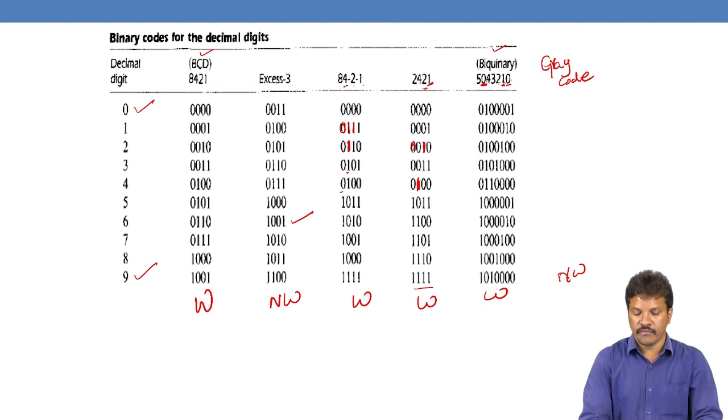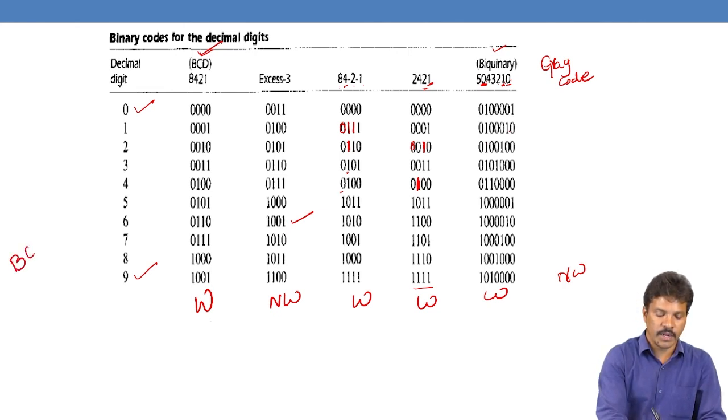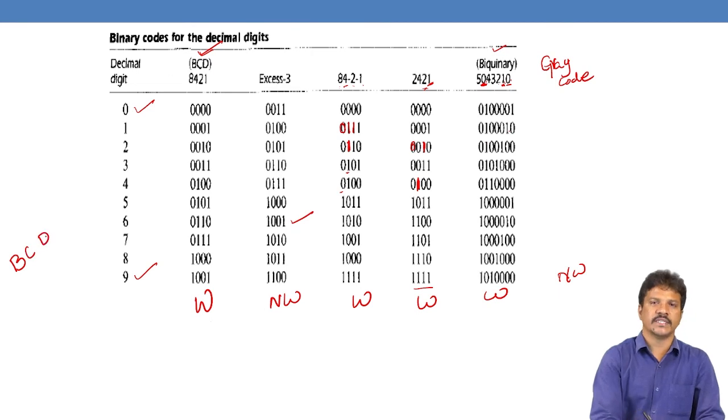If we represent one of the BCD code, what is its property? Let us take one of the weighted code properties. What is the main purpose of BCD? The binary coded decimal. Binary coded decimal means whatever the given decimal number, each digit can be represented with the 8421 code.